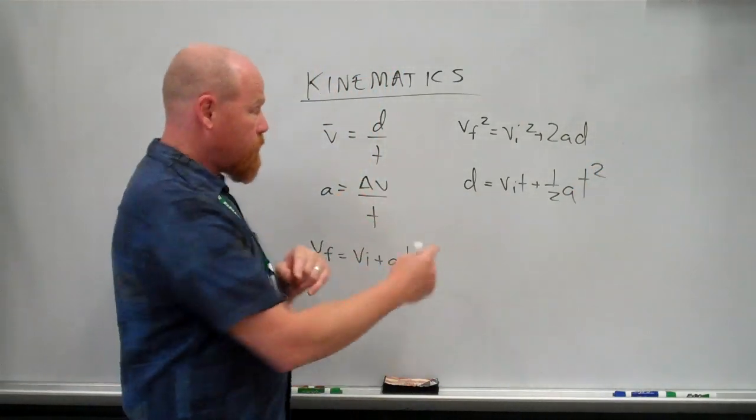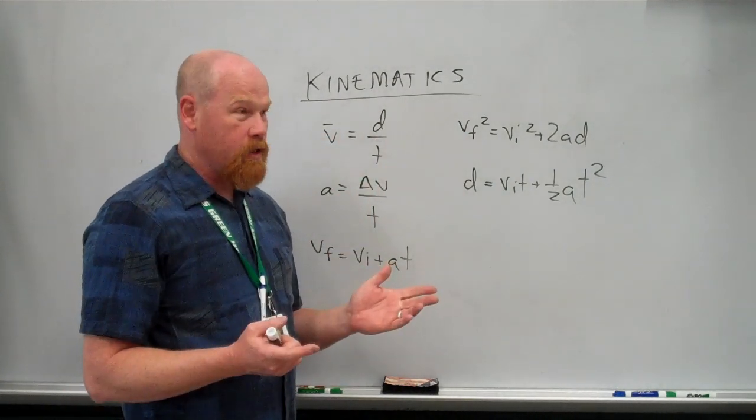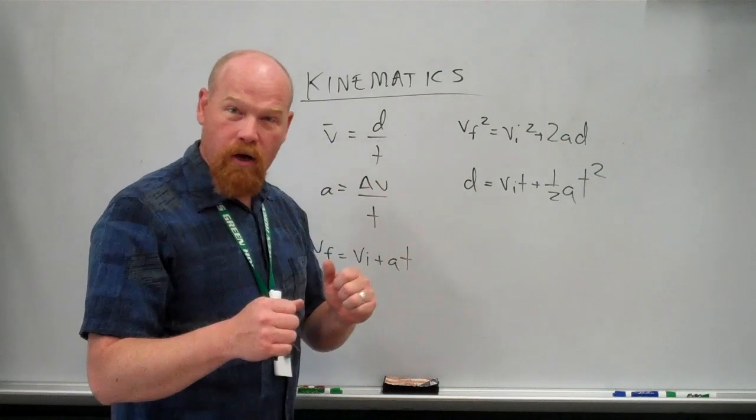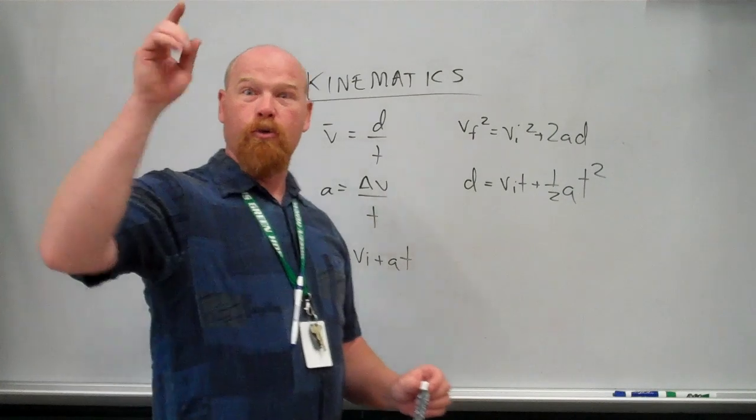Now, what do you do in order to find which equation you use? You make your list of knowns and unknowns, find an equation, and there you go. This is how you do your physics. If you don't, you will fail.